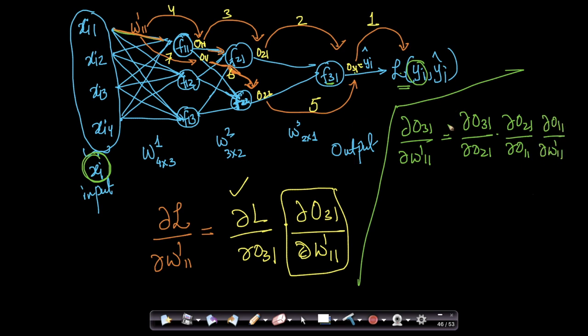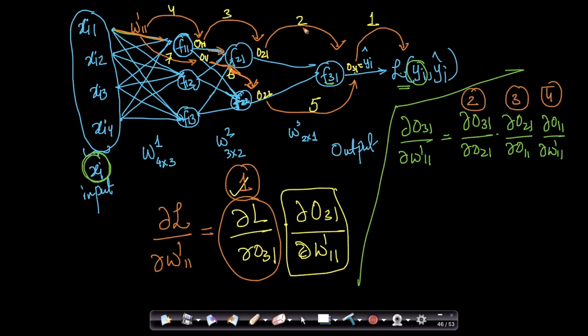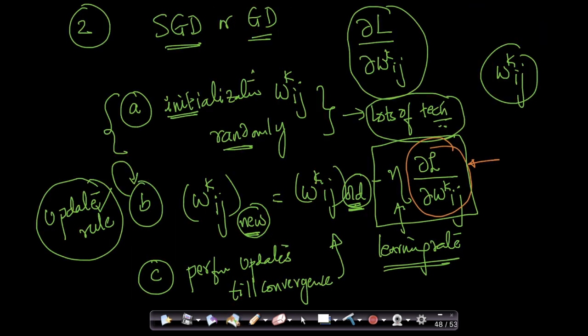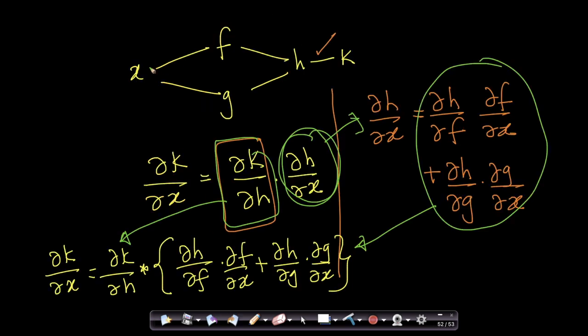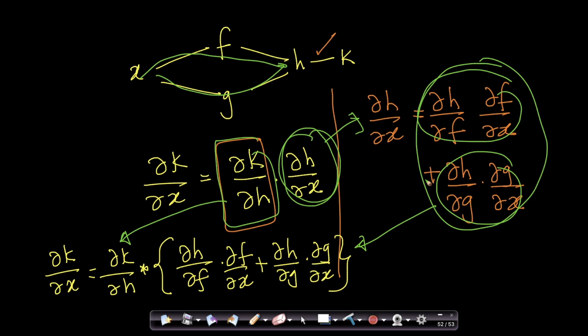So here, again, let me number them. This is step 1. Okay, this is step 2. This is step 3. This is step 4. Step 2 is here. Step 3 is here. Step 4 is here. Step 1 is here. Right? But the derivative of this is not it, because there are two paths to arrive at O31 from W111. Just like in this case, there are two paths to arrive at h. That's why we have taken both these summations and added them up.